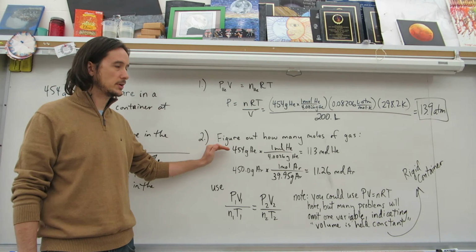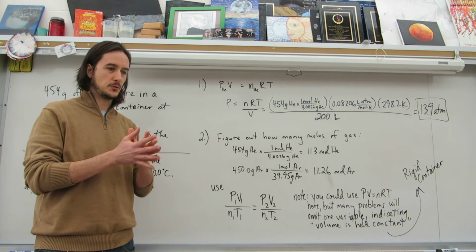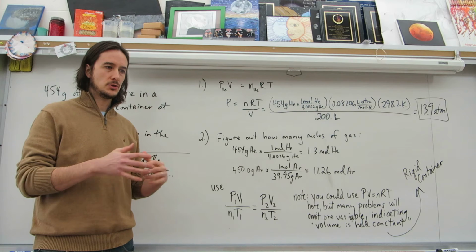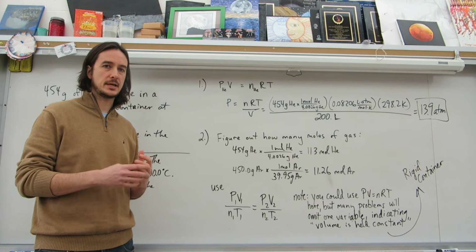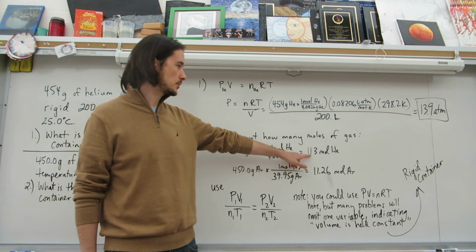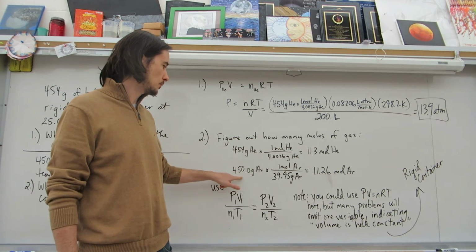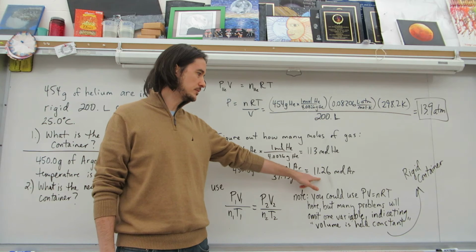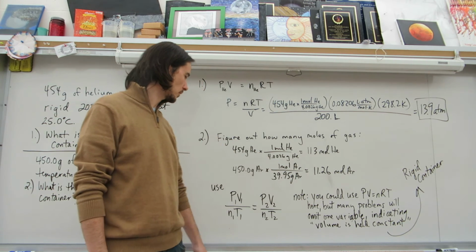For number 2, I wrote, figure out how many moles of gas. If you want the pressure in a container, the total pressure in a container, you need the total number of moles of gas. So it's 113 moles of helium, and 450 grams of argon is 11.26 moles of argon.